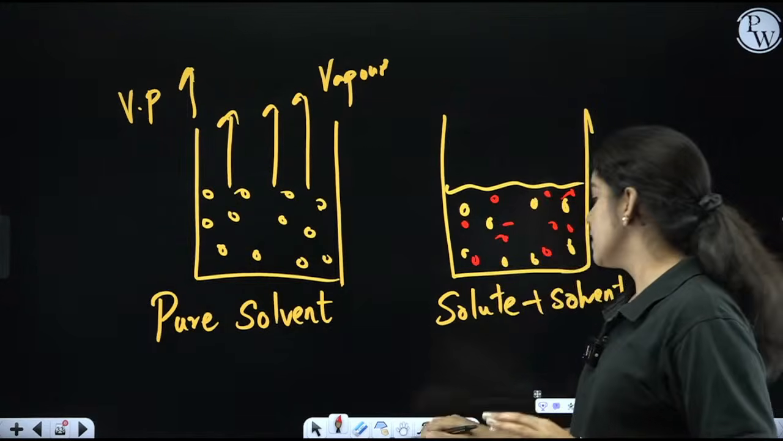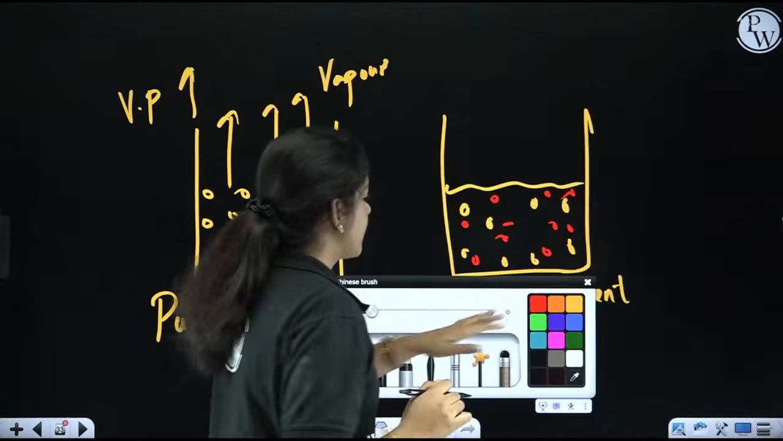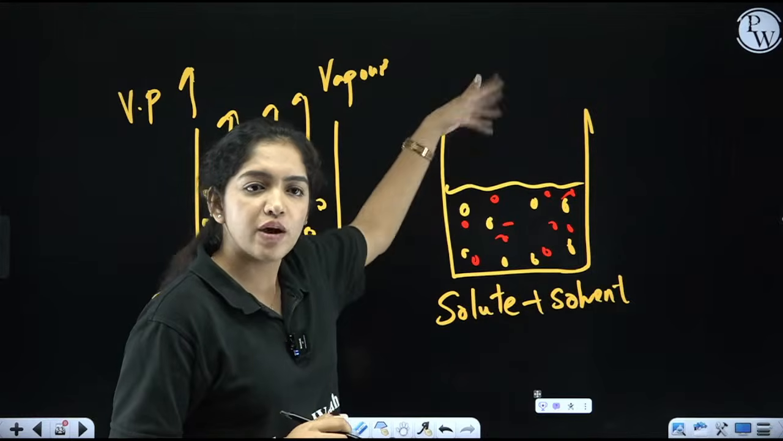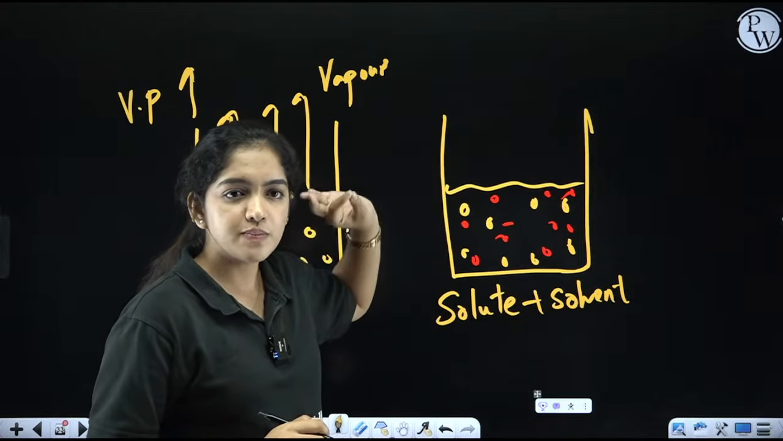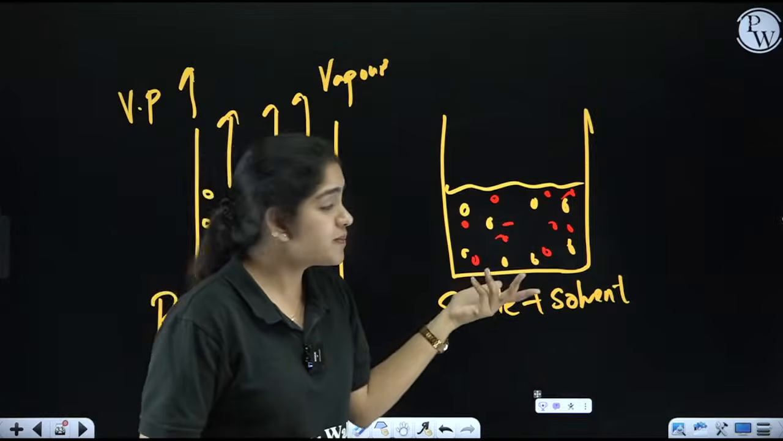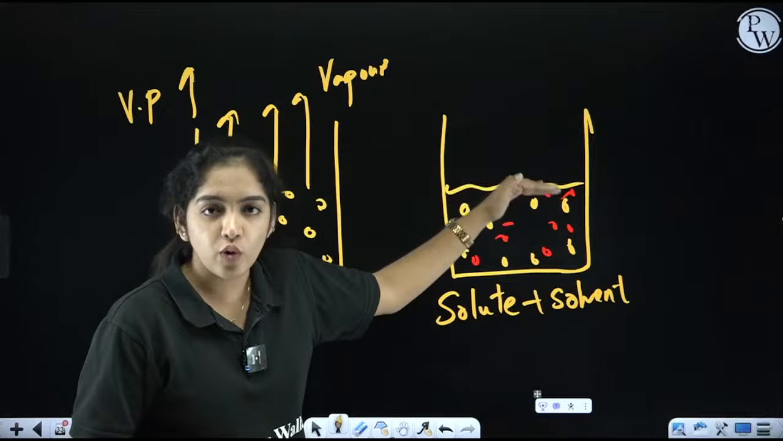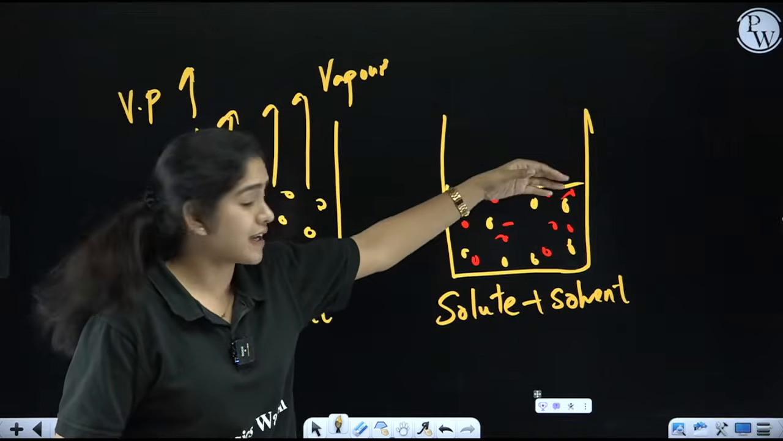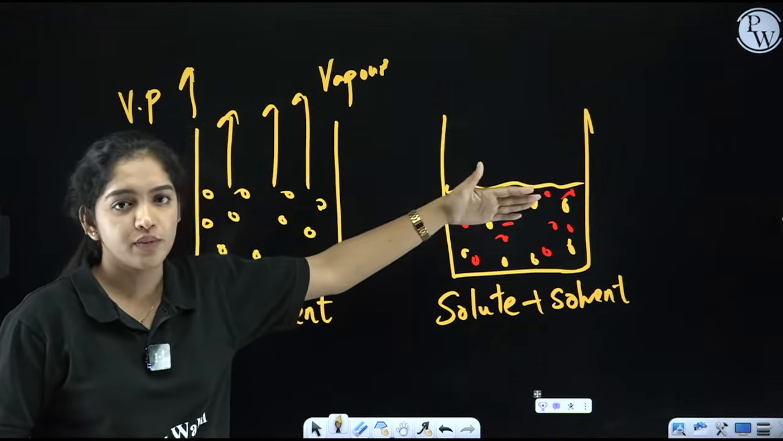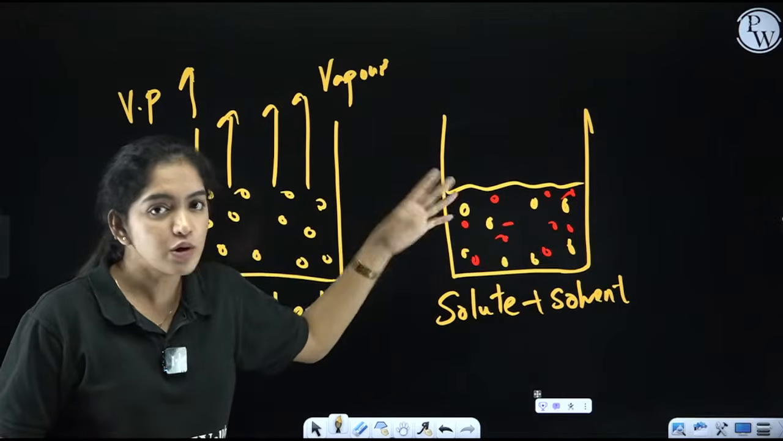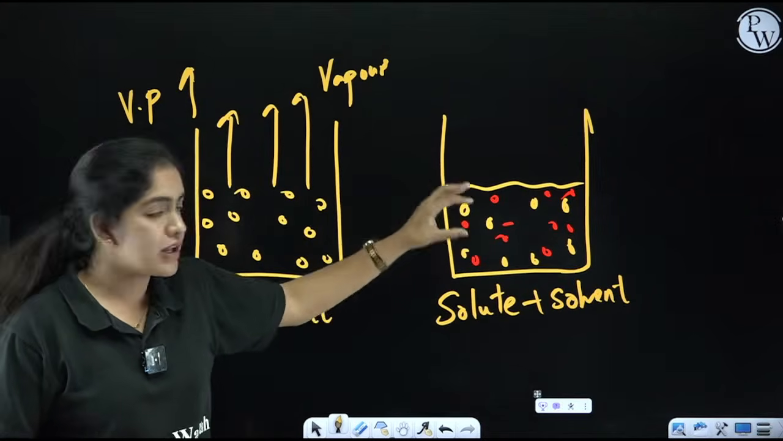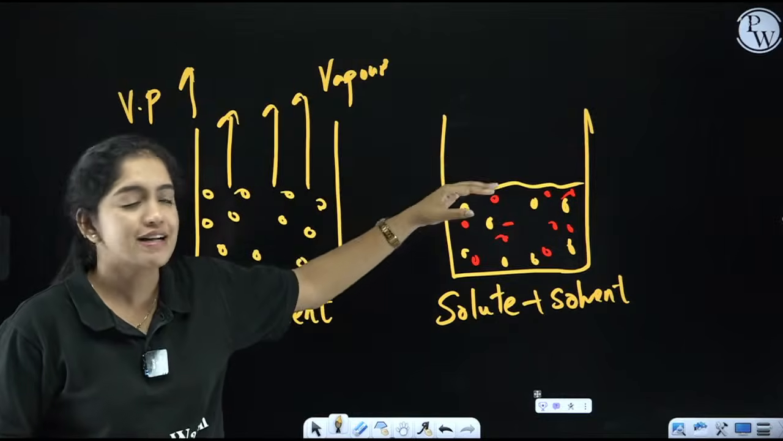So what will happen? The sugar is mixed with water. Can the water easily vaporize? Is it possible? No, right? Why? Because the solute molecules will give a barrier or hindrance on the top layer. These red color molecules are solute molecules. Okay, the solute molecules will give a barrier or hindrance on the top layer.